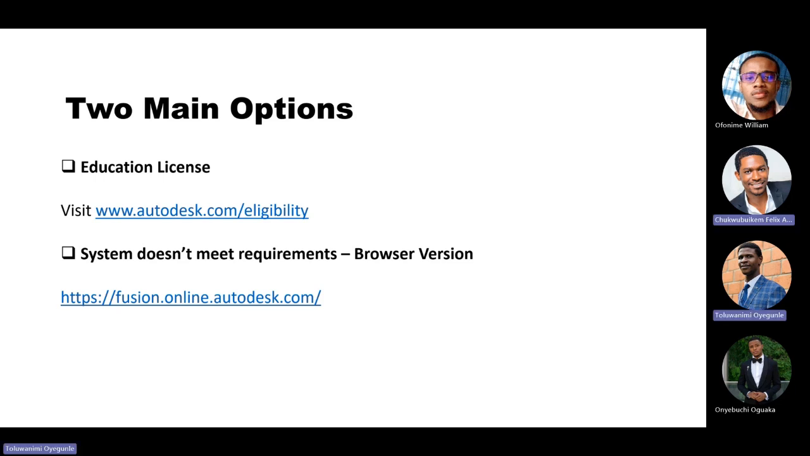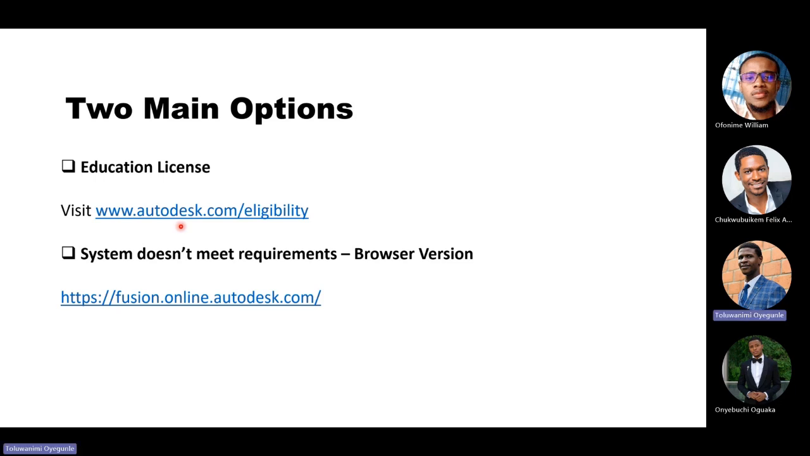So there is a link on your screen. Can you see this link on your screen? This one. Let me get my pointer out. This one here. If you can see it, just type it into your web browser, www.autodesk.com/eligibility.